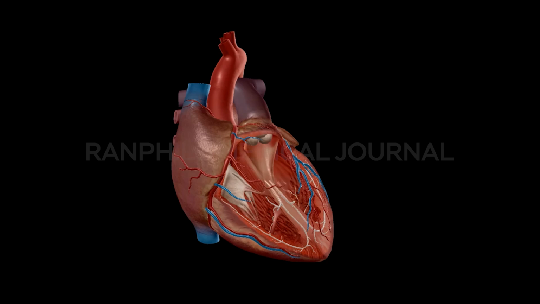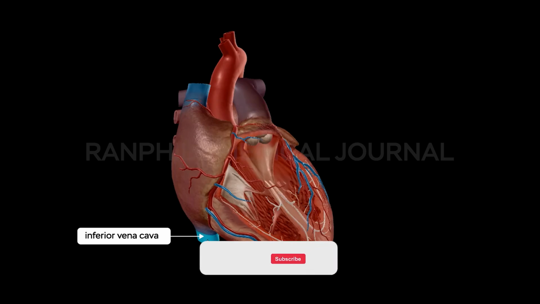Hey everyone! In this video, we will explore the major parts of the human heart and understand their functions. At number 1, we have the vena cava. This is the superior vena cava. The superior vena cava carries deoxygenated blood from the upper body into the right atrium. The inferior vena cava also carries deoxygenated blood from the lower body into the right atrium as well.